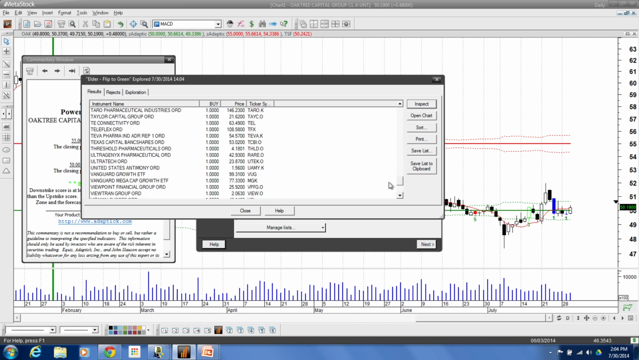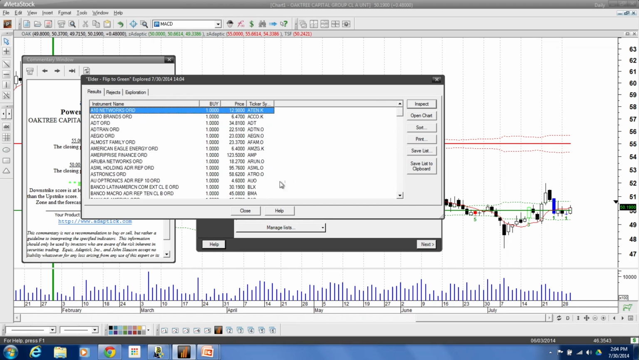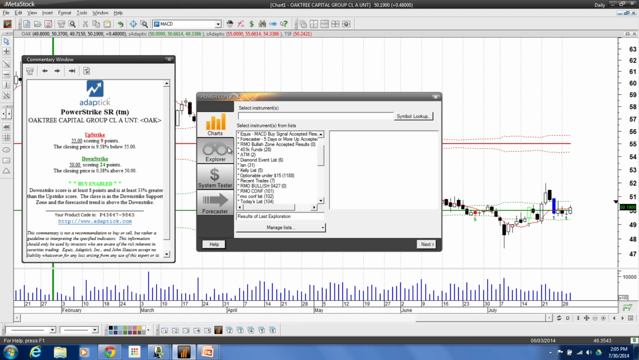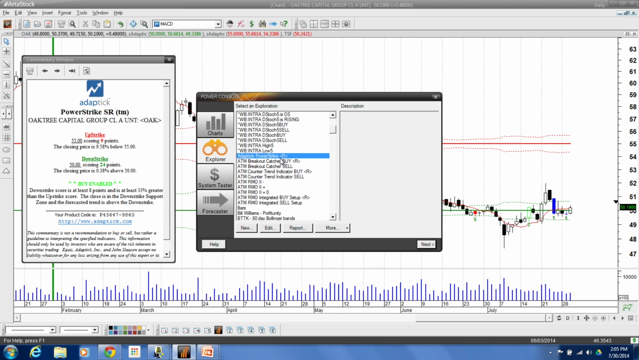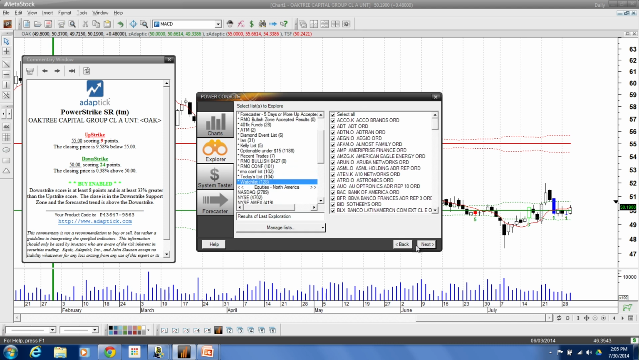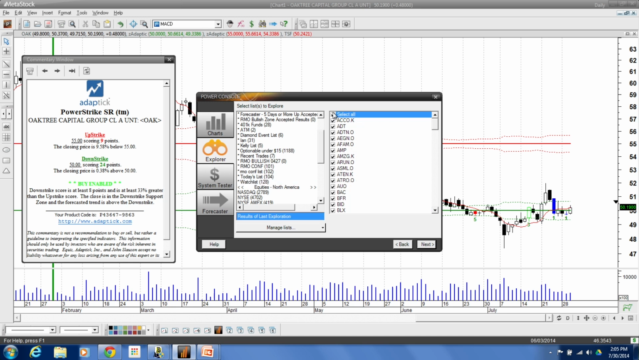So these are all triggering a buy. Well, that's a lot of stocks to go through. Okay, so what we're going to do here then is actually take that same list and put it against the adaptive PowerStrike. So I'm going to take the PowerStrike scan here, go Next, do Results of Last Exploration, and select all. So now I'm only going to look at the ones that are matching my criteria.